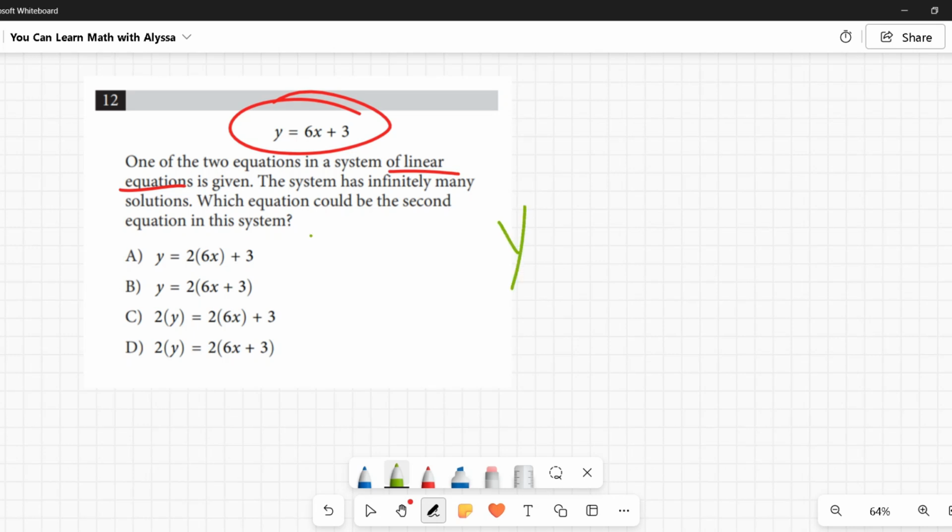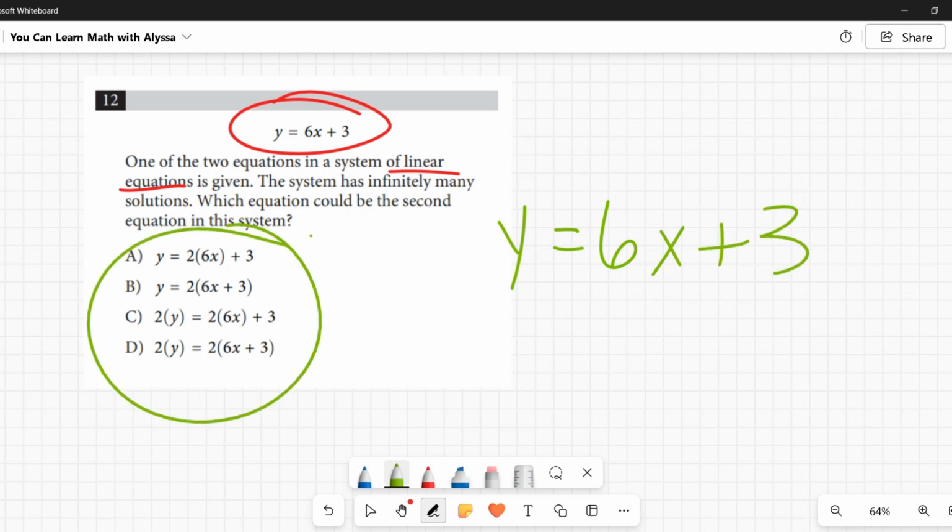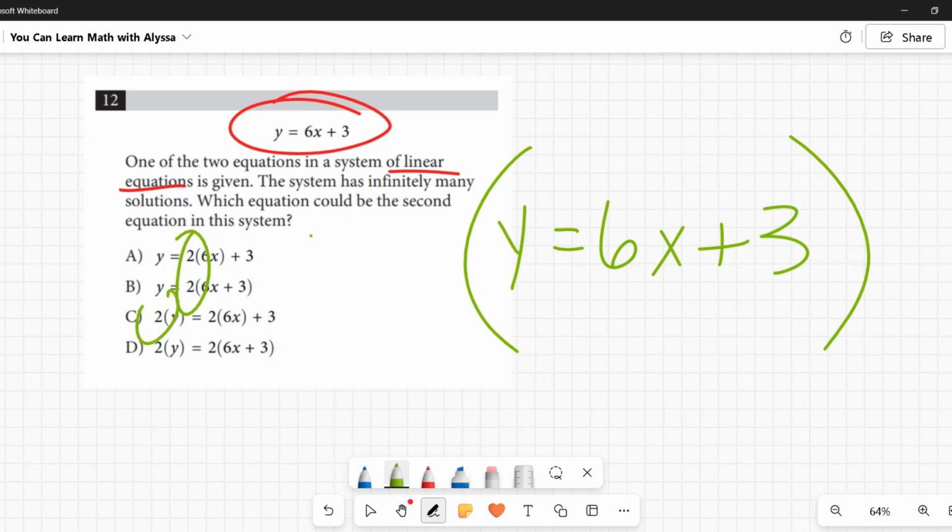So to get from y equals 6x plus 3 to one of these, what's happening over here? In this first one, 2 is being multiplied by 6x, but nothing else. So if I distributed that, it would be y equals 12x, right? Plus 3. That is not the same as this. That 2 is only being multiplied by one thing. I need to find something where 2 is multiplying this whole thing, because these all have 2's. There's 2's everywhere, so 2 is the key. So I want to find one where it's the same as 2 times everything.